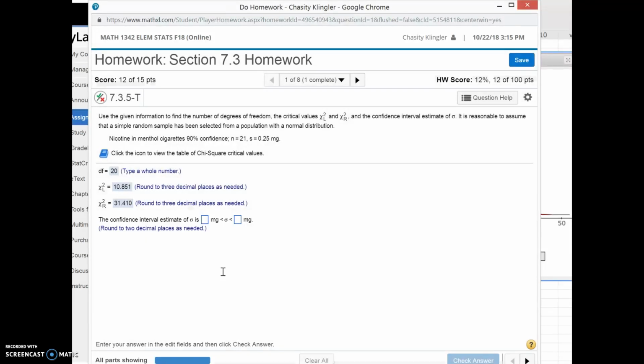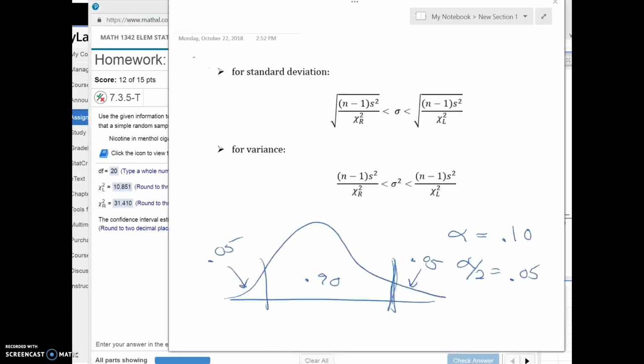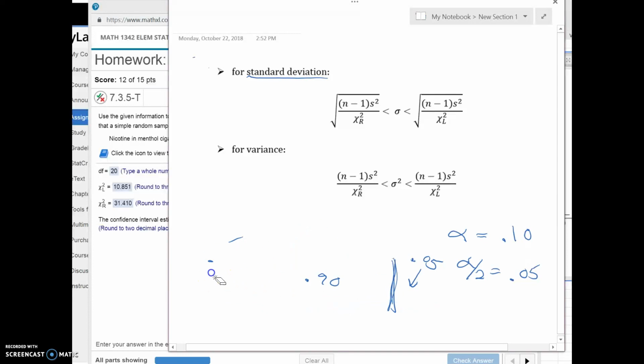Now, to construct the confidence interval, there's not a StatCrunch option. There is a calculator, but it has to be downloaded. So I'm just going to use the formula. So remember, we've got degrees of freedom is 20. This is our chi-squared to the left, our chi-squared to the right, and then our sample standard deviation is 0.25. So we're going to use this formula because we're doing standard deviation. Both of these formulas are the same. It's just for variance you don't use the square root.